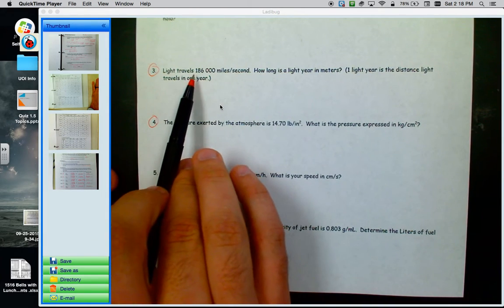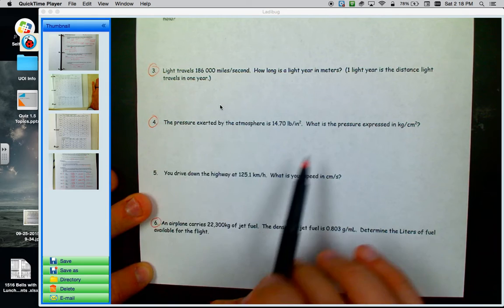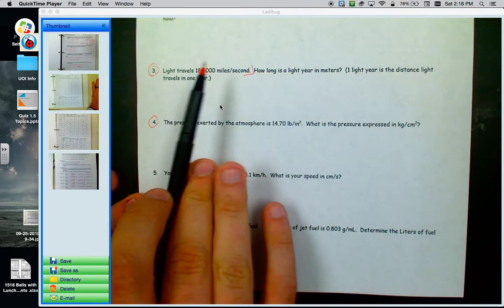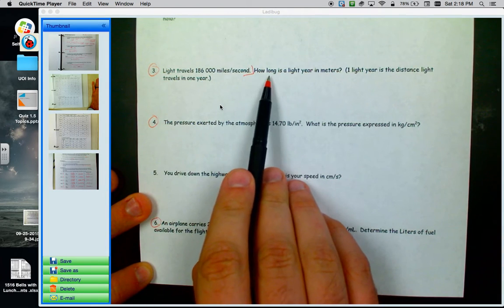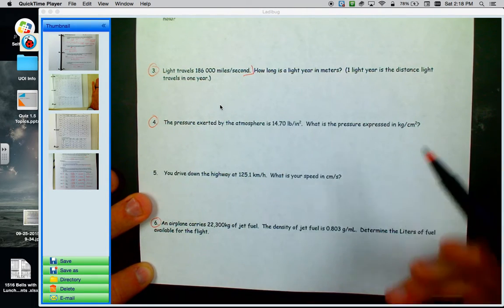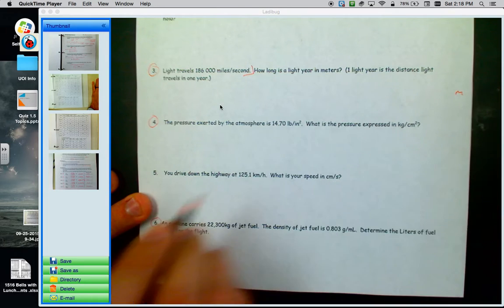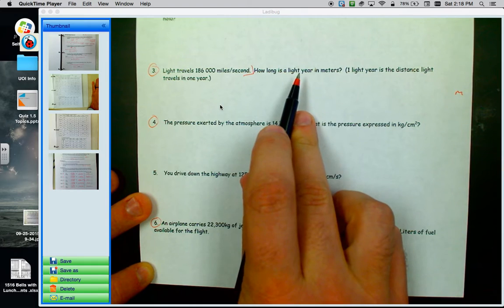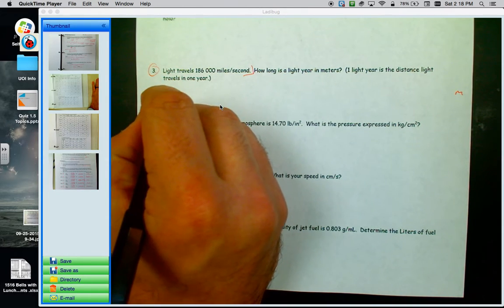Light travels at this ridiculous amount of miles per second. That's great, but we haven't had a question yet. So this tells me that this might be information that I'm going to need to know to solve this. Here's a question. How long is a light year in meters? So I'm trying to get to meters in the end here. And I want to know how long in meters over the course of 1 year.